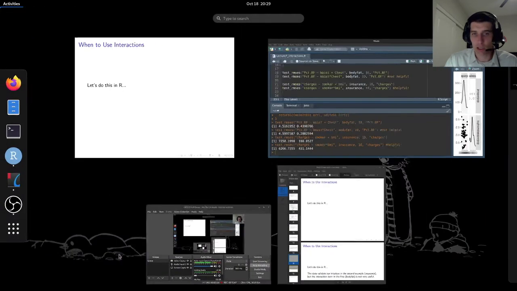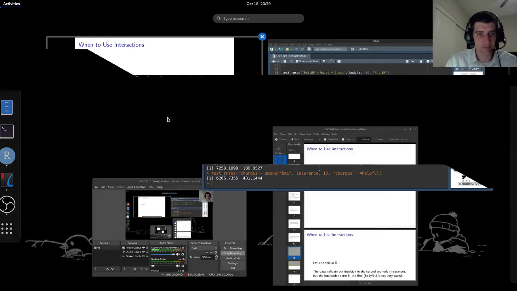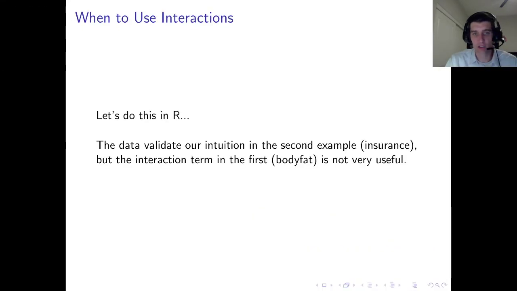Okay, so let's jump back to the slides. So we see the punchline from the R examples. In the second example, the test RMSEs confirm our intuition, but in the first example we didn't see it working out.